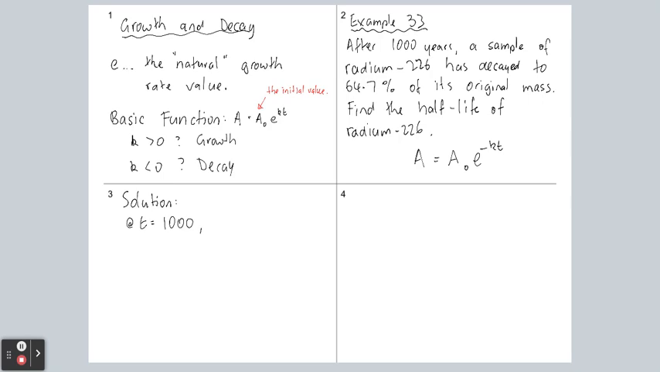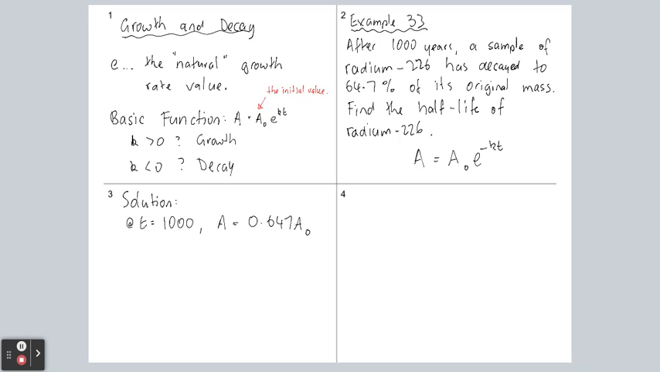At t equals 1,000, that's 1,000 years, what do I know? I know that A is equal to 0.647 of A sub 0. Does that make sense? 64.7% of A sub 0 is what I would be left with. I can't make it any simpler than that because I don't know what the initial mass was. I don't know what A sub 0 is. I don't know the initial amount.